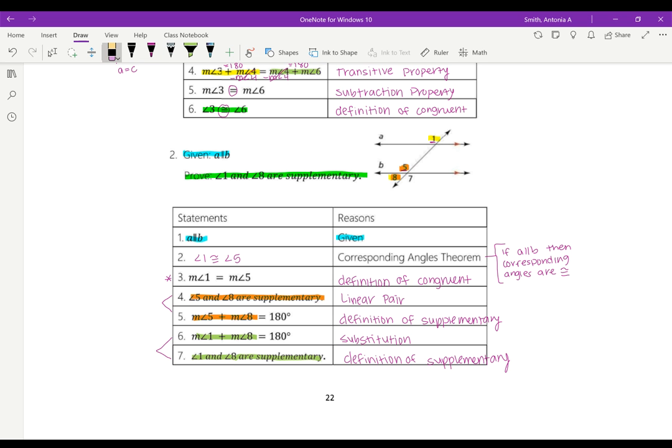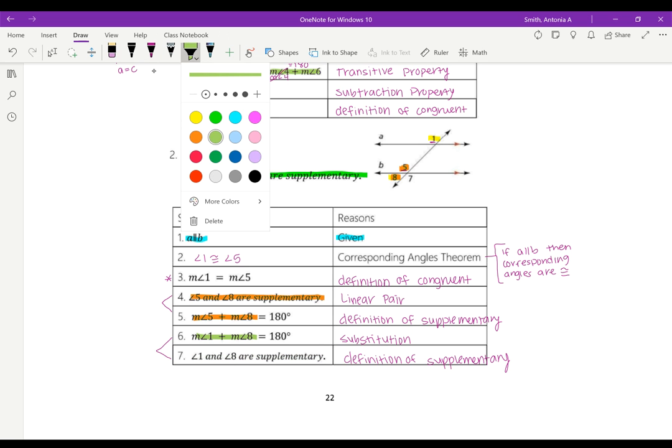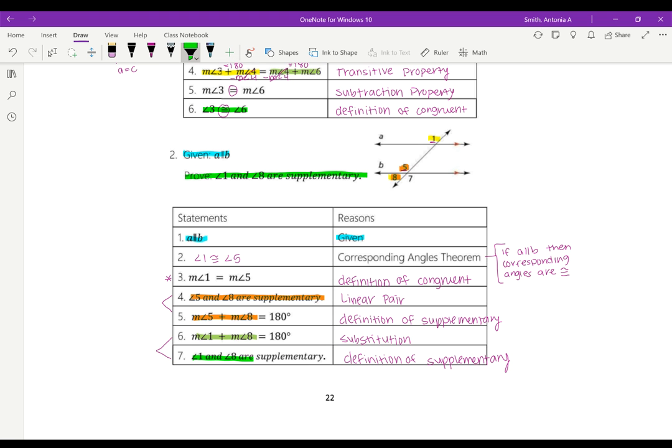So did we prove what they wanted us to prove? Let's see. They wanted us to prove that angle 1 and 8 are supplementary. So we fulfilled this proof. We finished this proof.